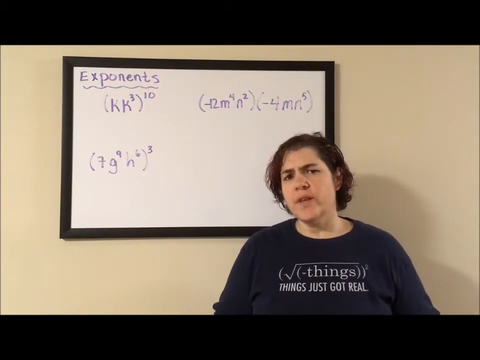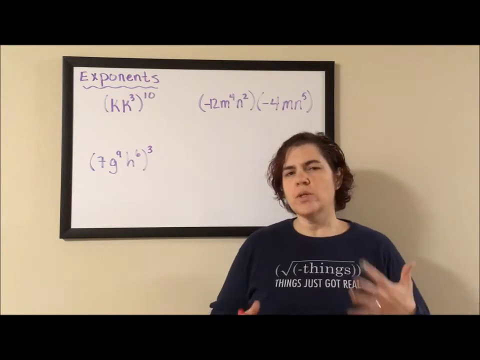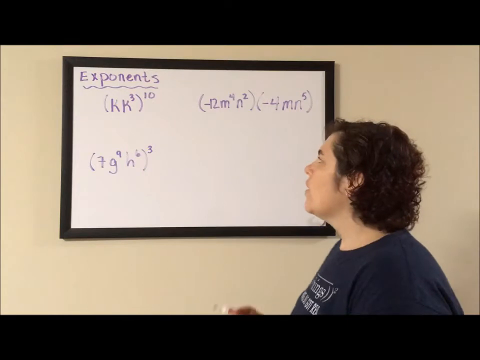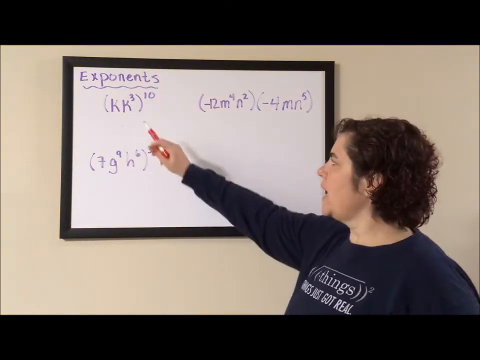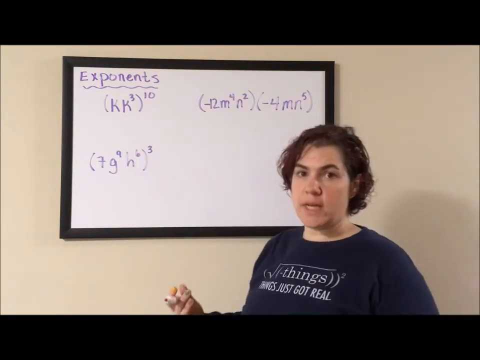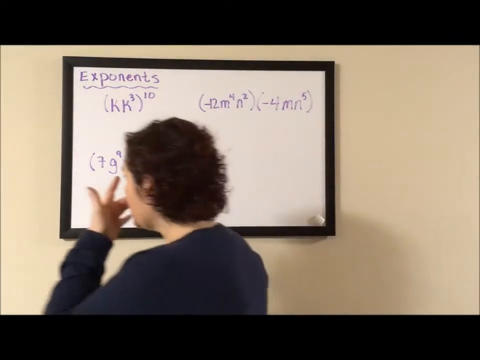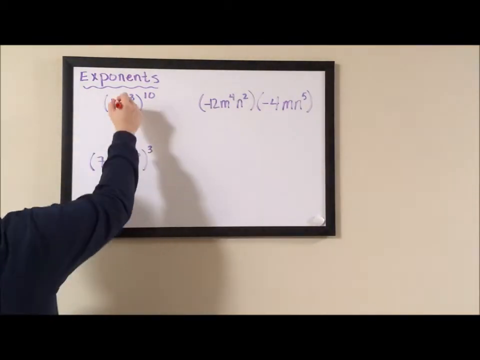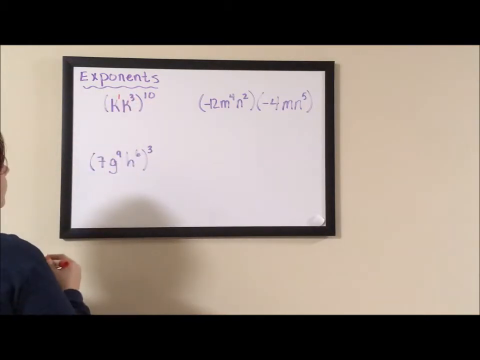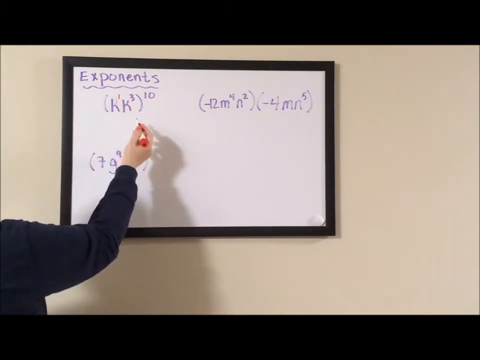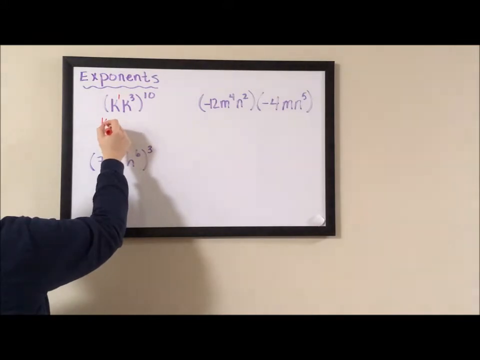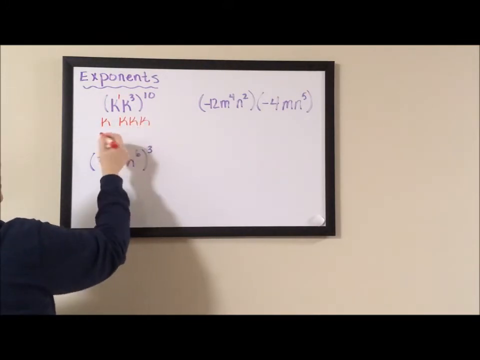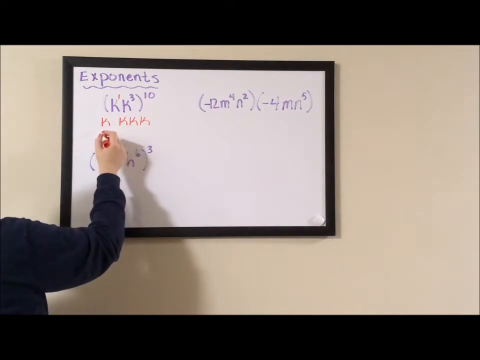Today I'm doing a series of videos on exponents and how to simplify kind of crazy expressions. For my first example, I have k times k cubed to the 10th. The first thing you have to remember is every base has an exponent. So even though this says k, it's really k to the first power. And what's happening if we expand this is we have 1 k times 3 k's. And if we add all this together, we really have 4 k's.